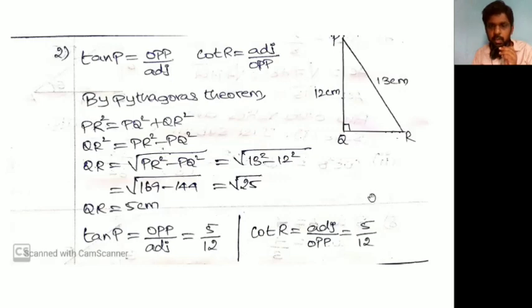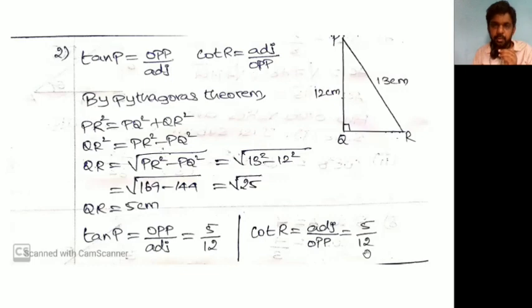Whereas for cot R, we can see the angle R here. The side which is opposite is 12 centimeters, PQ, and the adjacent side is QR, which is 5 centimeters. So again we have adjacent divided by opposite, which is 5 divided by 12. So here you can see tan P is equal to cot R.